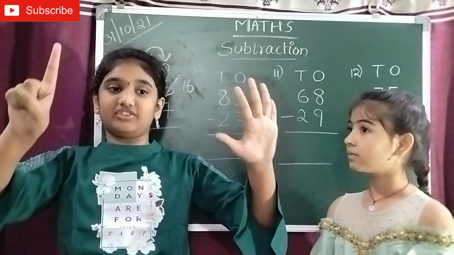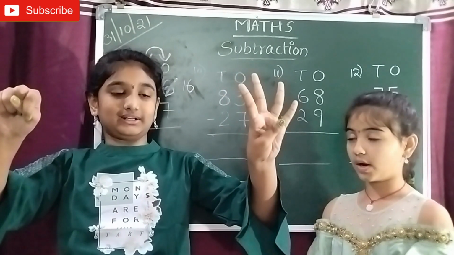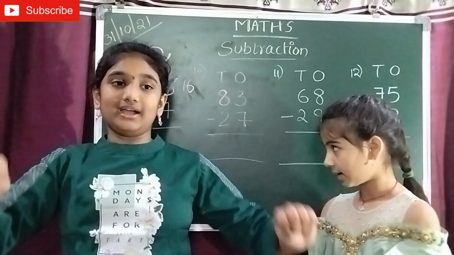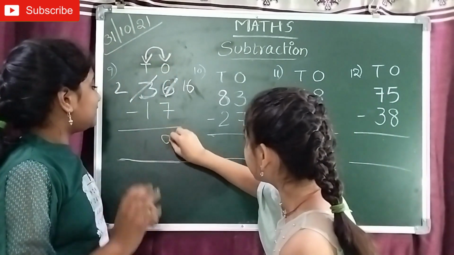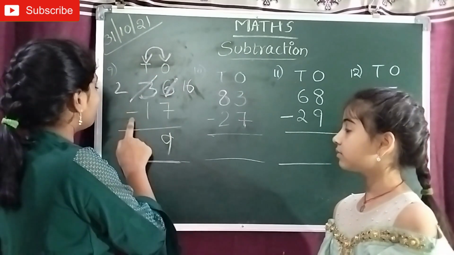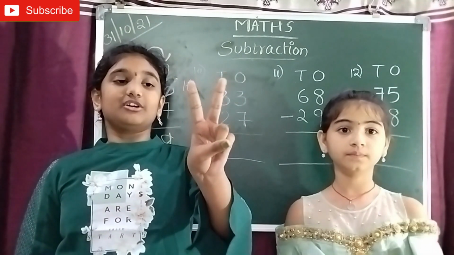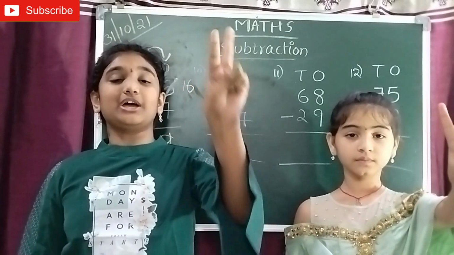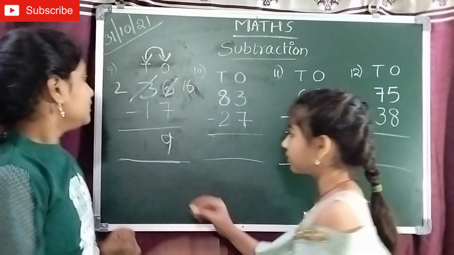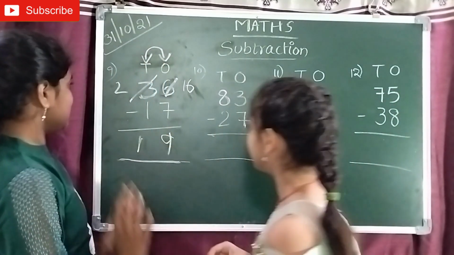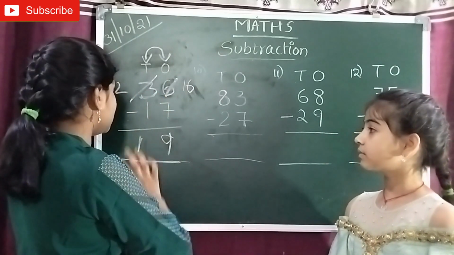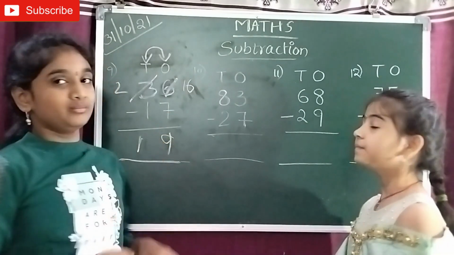So after 16, 15, 14, 13, 12, 11, 10 and 9. So we have to write 9 in the ones place. And in the tens place we have 2 minus 1. So 2 fingers up, and 1 has to go. So how many fingers are left? It is equal to 1. So we have to write 1 in the tens place. So 36 minus 17 is equal to 19.